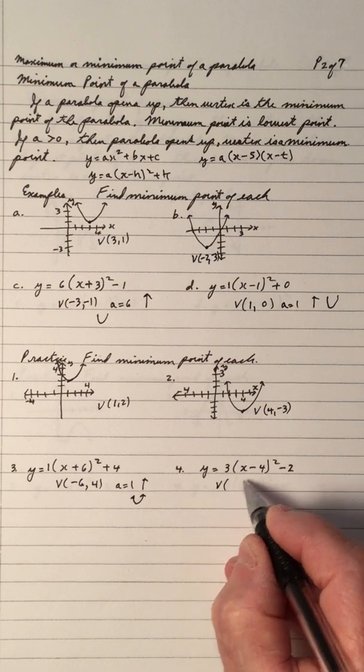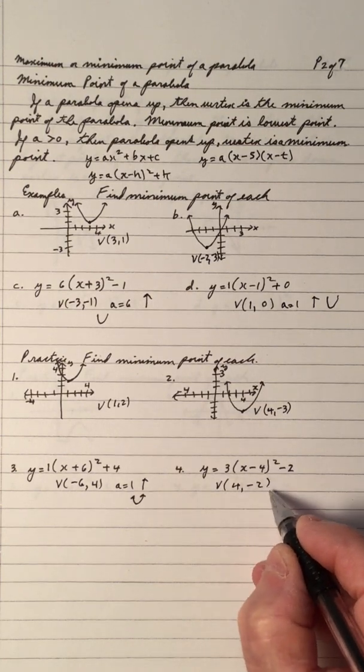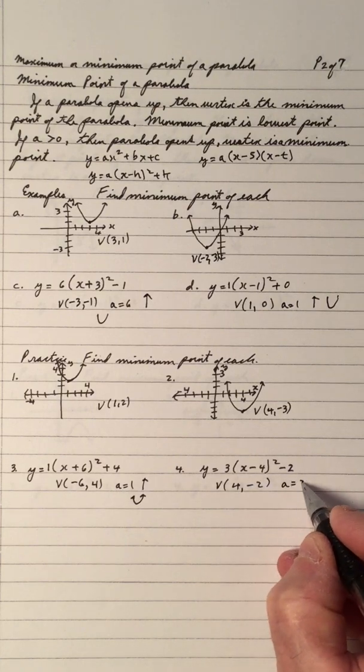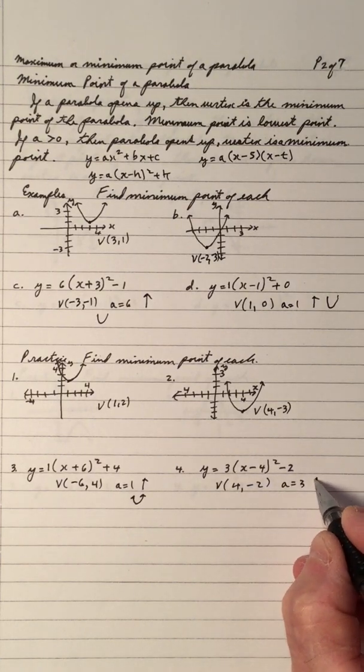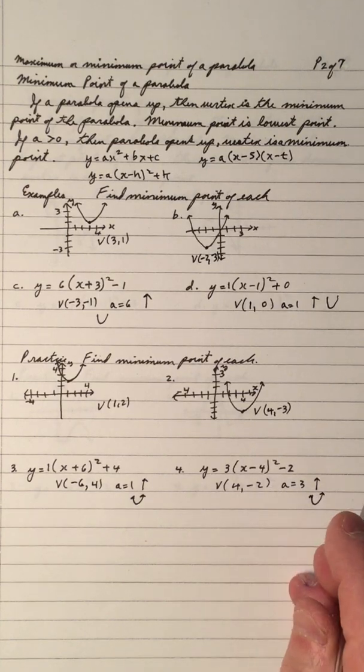And the vertex of this parabola is 4, -2. And its a is 3, positive. So the parabola is opening up like this. And so the vertex is the minimum point.